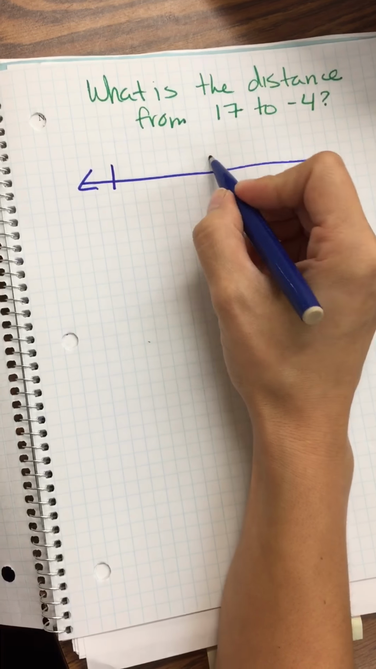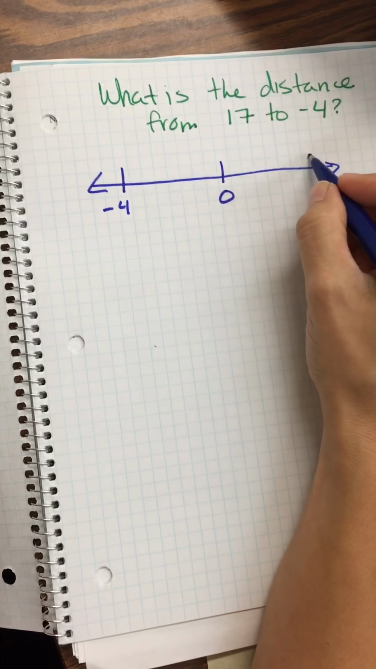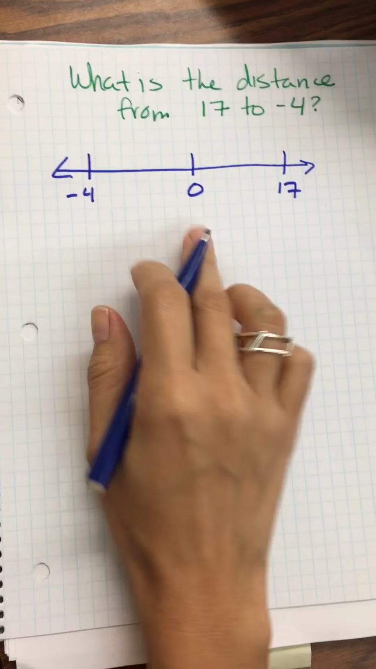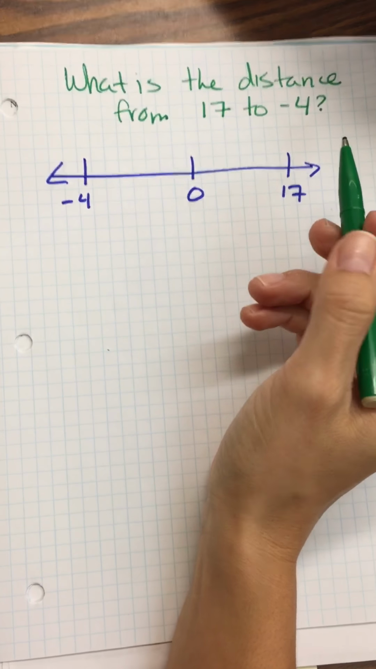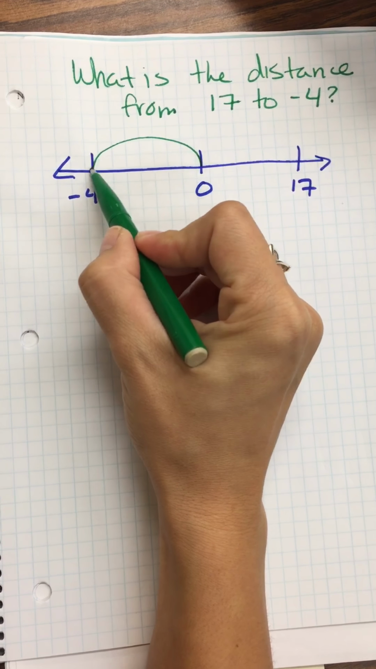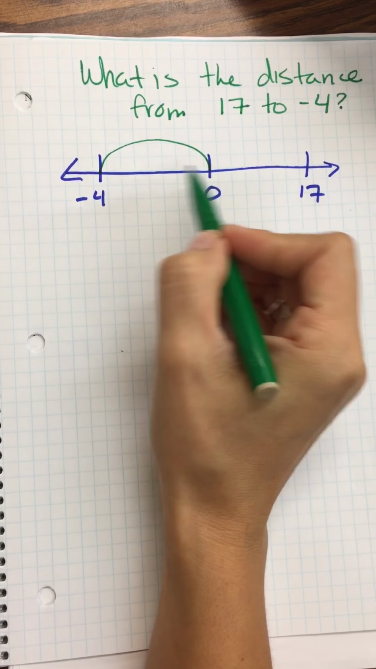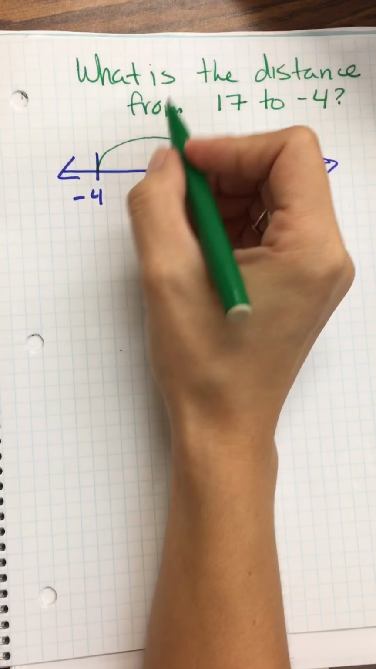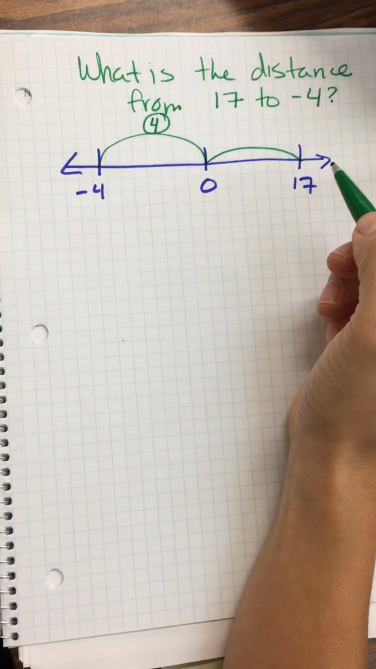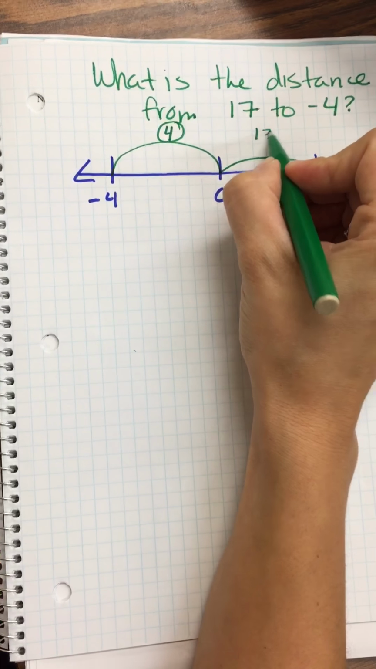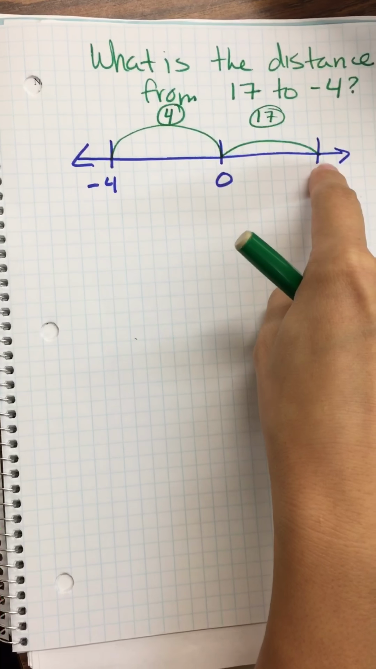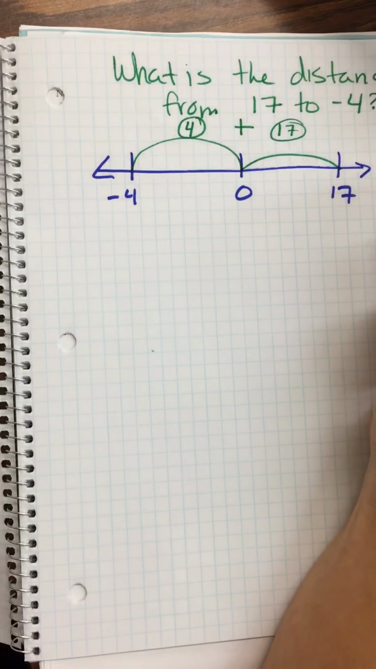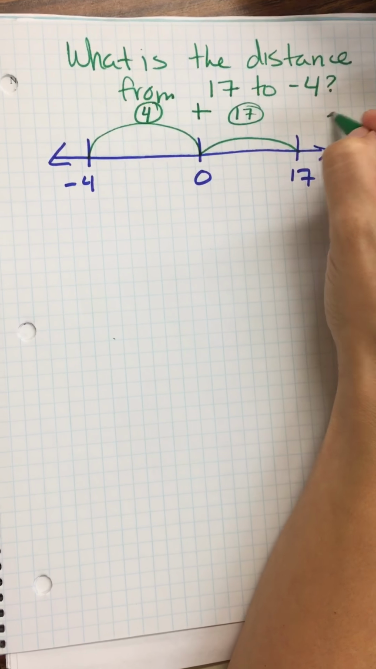Now I'm gonna put 0 in the middle. I'm gonna put -4 here, and I'm just gonna put 17 over here. Okay, I'm not gonna draw the little lines in between. I'm gonna ask you this. From 0 to -4, how many spaces is 0 to -4? Right, 4. And from 0 to 17, how many spaces is 0 to 17? Right, 17. So the distance from here to here is 4. The distance from here to here is 17. So together, we will get 21.